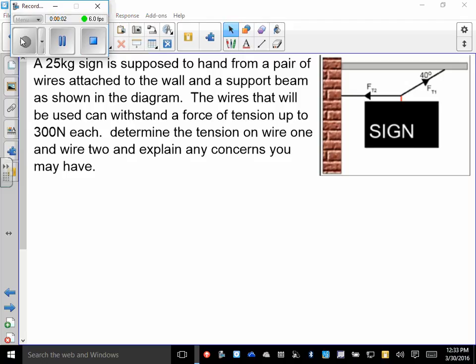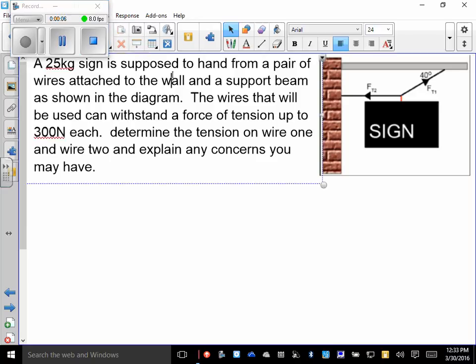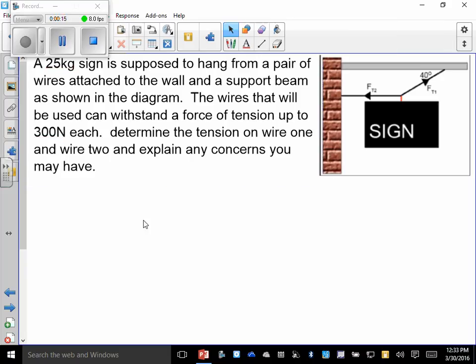A 25 kilogram sign is supposed to hang from a pair of wires attached to the wall and a support beam, as shown in the diagram. The wires that will be used can withstand a force of tension up to 300 newtons each. Determine the tension on wire 1 and wire 2 and explain any concerns that you may have.